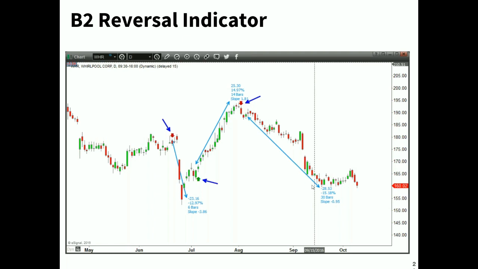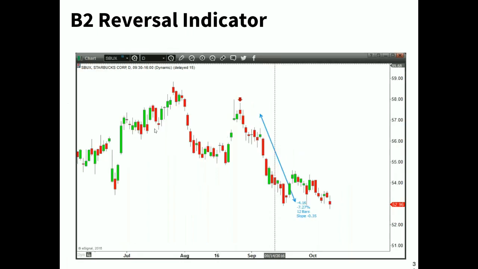Now, I'll tell you, this doesn't happen in sequence in every single stock all the time. This is a good example for illustration purposes. I'll show you guys some real-time things as well so you can see how it works. But let's move on to another. Here, for example, is Starbucks.